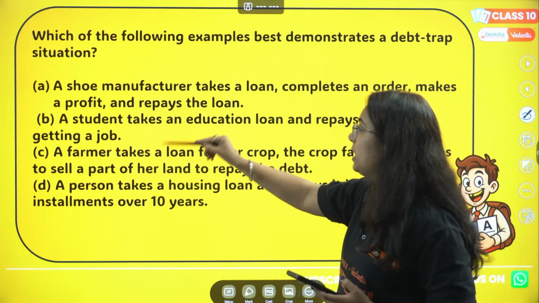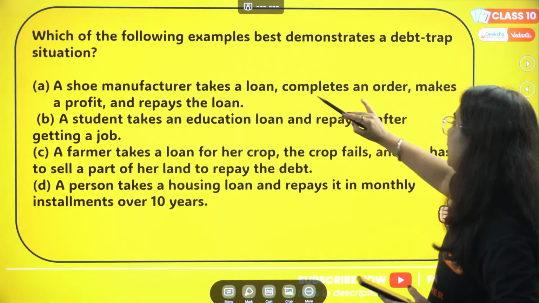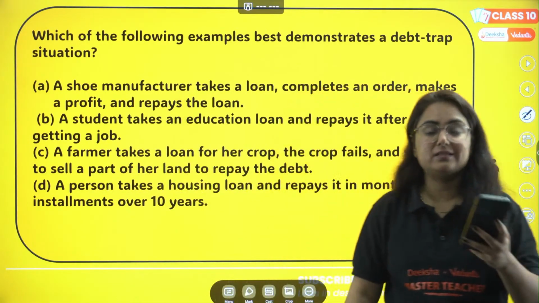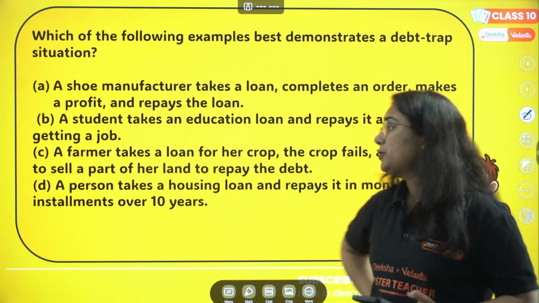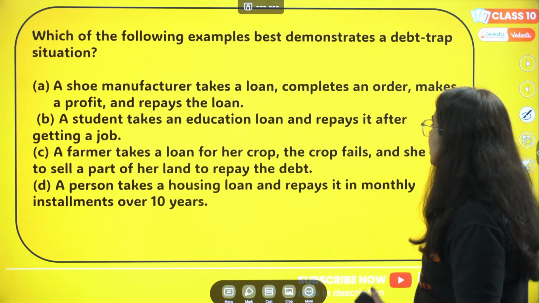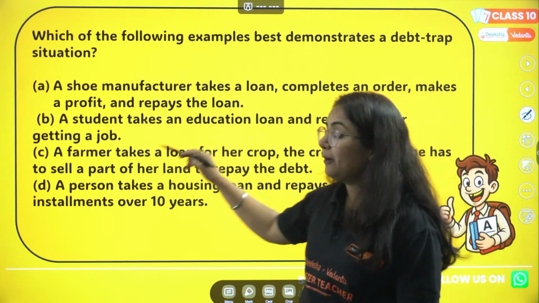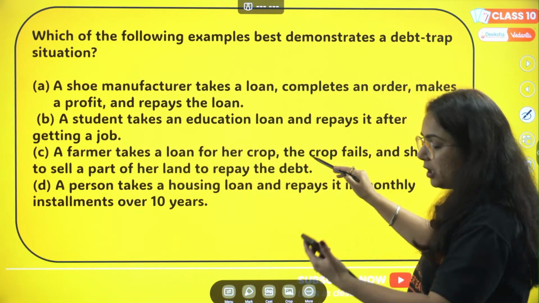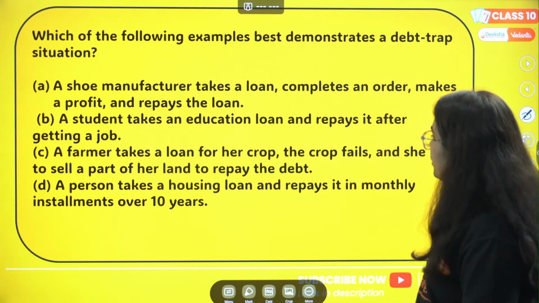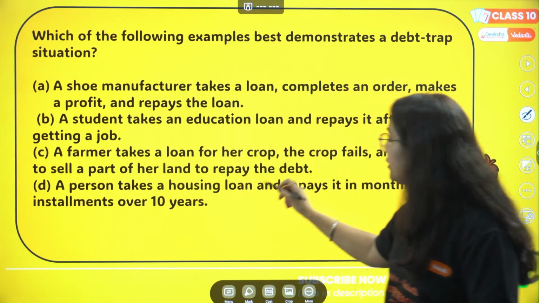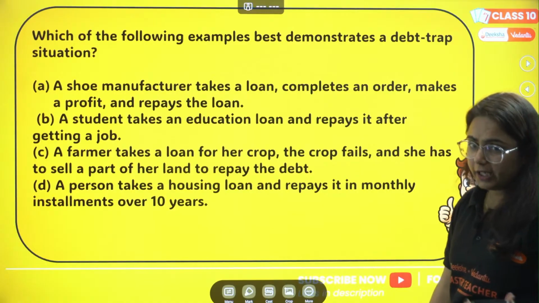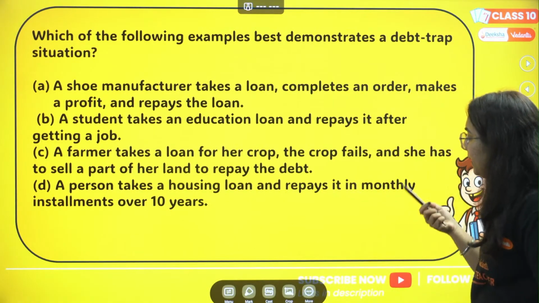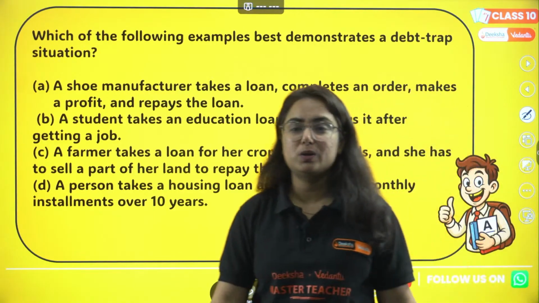Option A: a shoe manufacturer takes a loan, completes an order, makes a profit and repays the loan. Option B: a student takes an education loan and repays it after getting a job. Option C: a farmer takes a loan, her crops fail, and she has to sell a part of her land to repay the debt. Or option D: a person takes a housing loan and repays it in monthly installments over 10 years.